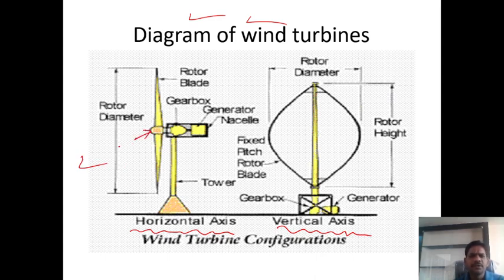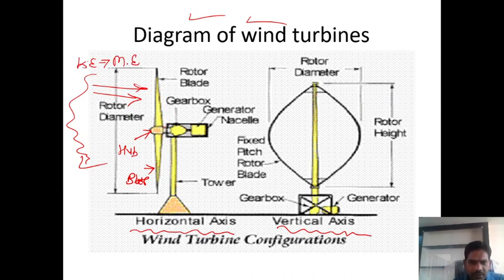We know this is the hub and these are the blades, and this complete portion is nothing but the rotor. Whenever the wind strikes the blades, what happens? The blades rotate, meaning the kinetic energy of the wind is converted into mechanical energy. The blades rotate the low speed shaft, and the low speed shaft is connected to the gearbox.